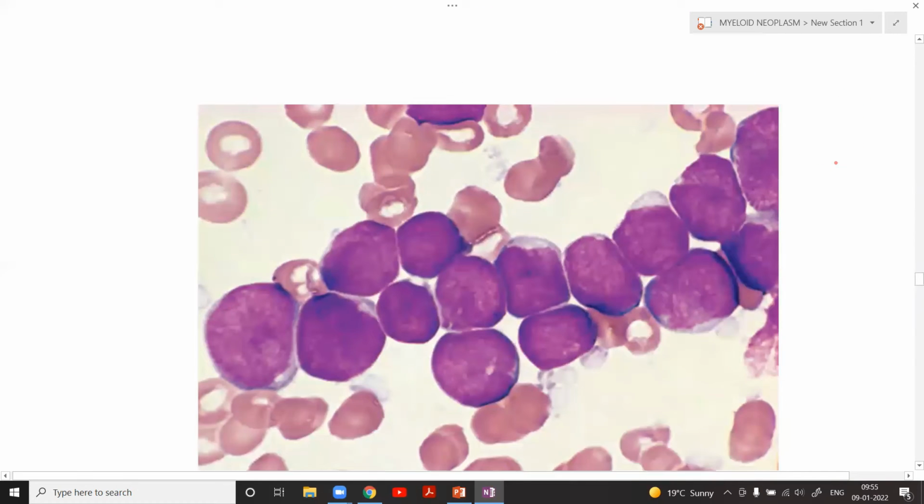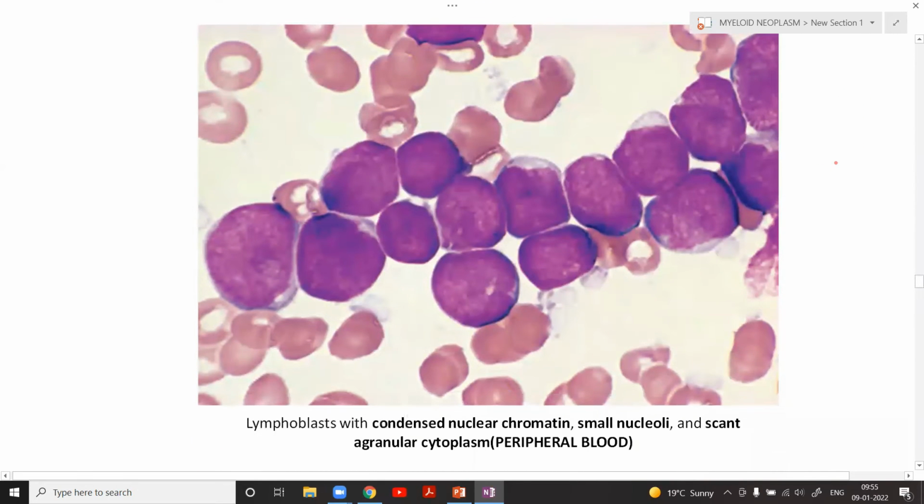Now, this is very important. This is what you can expect in your exam slide. You will be given a peripheral blood smear, and can you appreciate over here what these cells are?